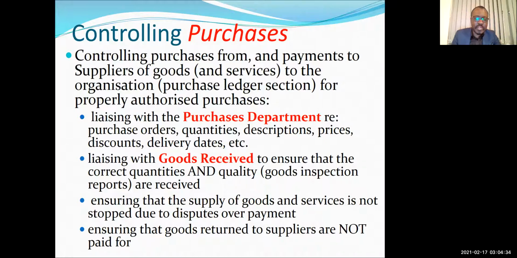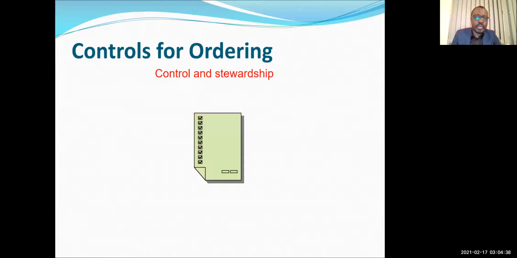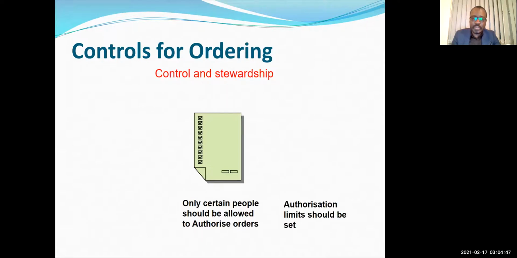Otherwise, block off any payment. If we are receiving less than what we have ordered, we cannot pay for what we have not received. Okay. Now, the control procedures for ordering. Only certain individuals should be allowed to authorize orders. Authorization limits should be set, so there should be a threshold up to 10,000. The departmental leaders could order. Anything exceeding 10,000 should be referred to perhaps the purchasing manager. Anything above maybe 20,000 should go to the board for approval.